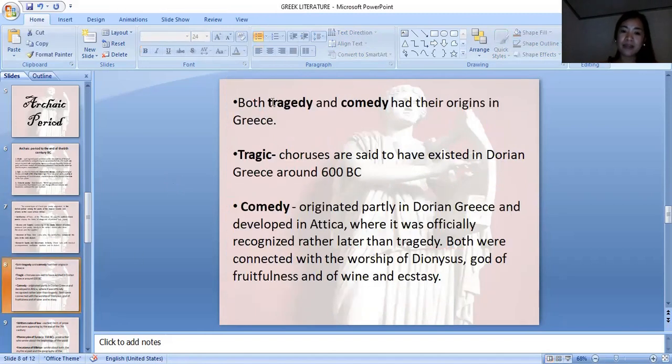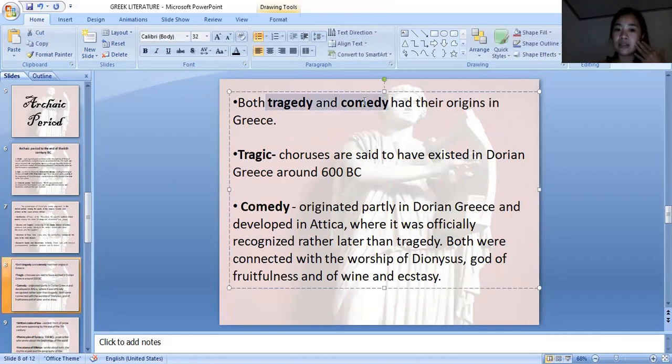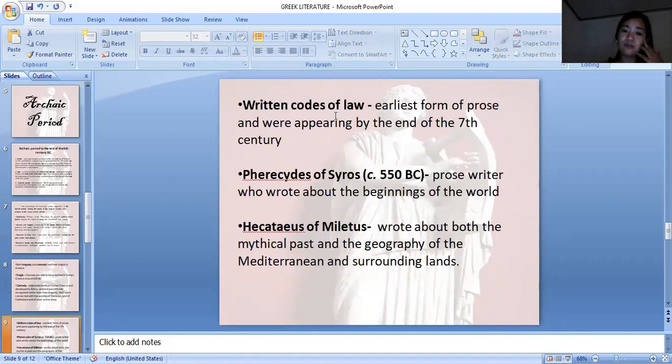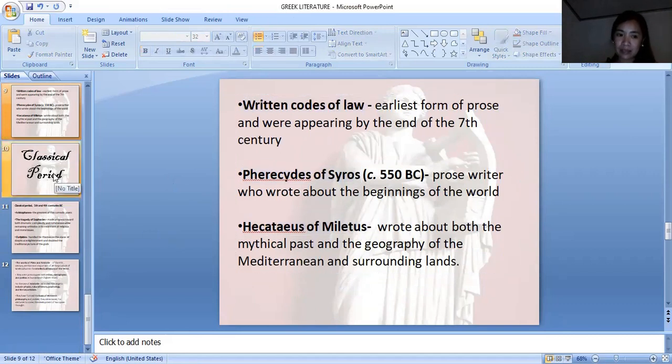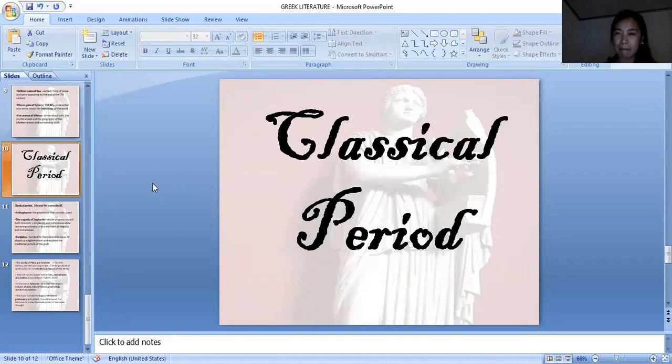Next, we have dito naman kay archaic period, except sa unang mga umuso or nag-develop, nag-boom, nandito din si tragedy and comedy. Okay? Diyan din nagmula si tragedy and comedy. Also, the written codes of law. This is the earliest form of prose. Okay? Pakatatandaan, please. Then, the classical period, di ba? Napakaikli lang. I just make this Greek literature as easy as I can.